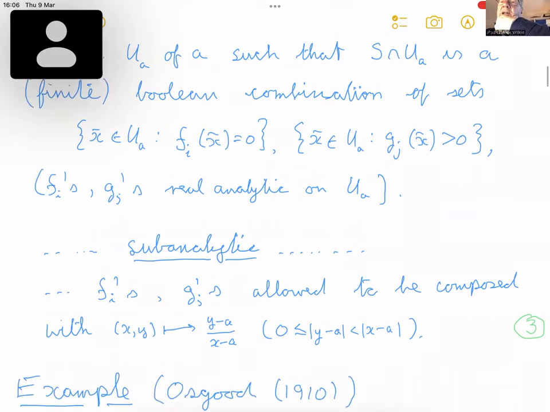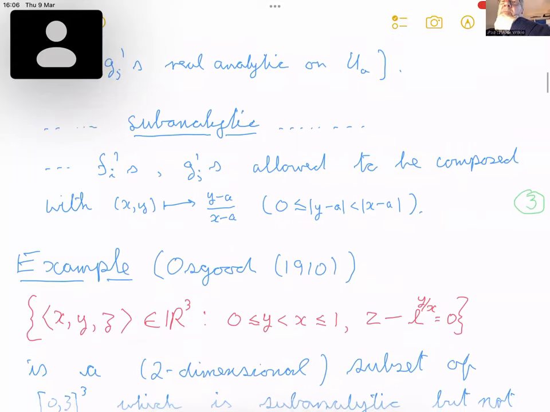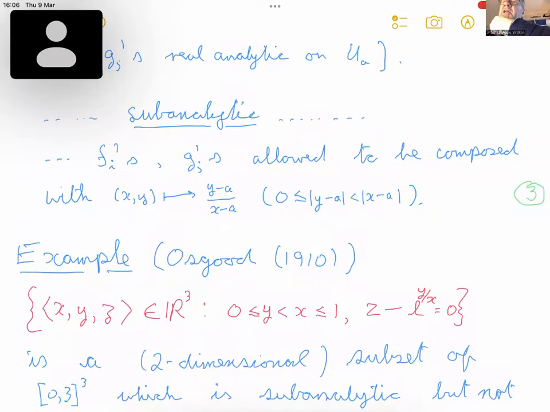And subanalytic is the same, except the f_i's and g_j's now are allowed to be composed with inverse functions. So they're allowed to be composed with (y minus a) divided by (x minus a), providing y minus a is strictly less than x minus a. Actually, that's not the usual definition, but it's equivalent by a theorem of Denef and van den Dries.